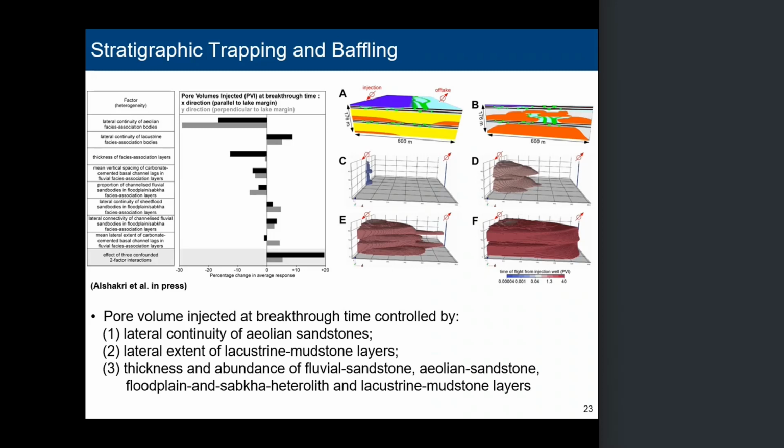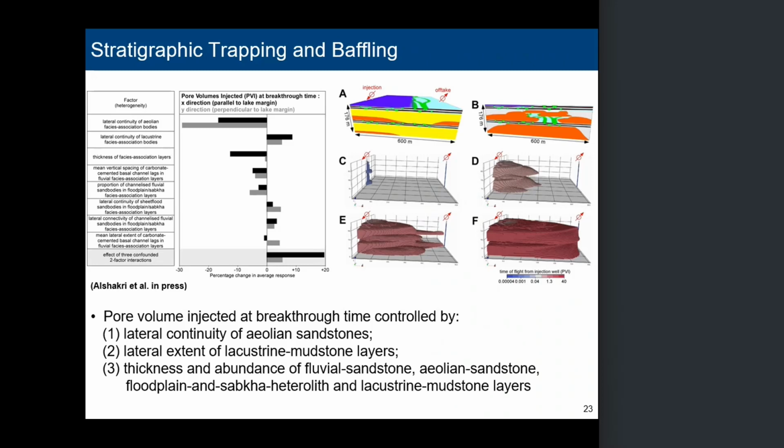Again, the most important things are the lateral continuity of the aeolian sandstones, which are our most permeable sandstones, and the lateral continuity of the crystalline mudstones, for example. And then the thickness of the layers, and actually, maybe the arrangement of the layers as well. These other parameters will have some effect, but relatively small. So this is a nice, clear result: we can really pick out two or three heterogeneities that make a big difference. That's where you want to focus your attention in terms of collecting more data and/or trying to represent them in more detailed models.